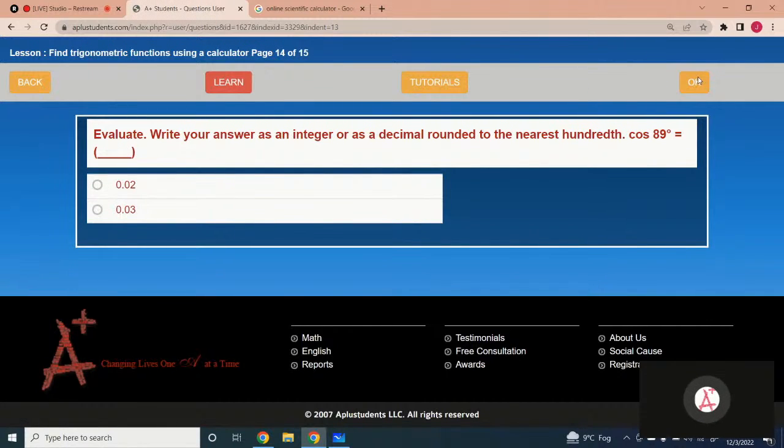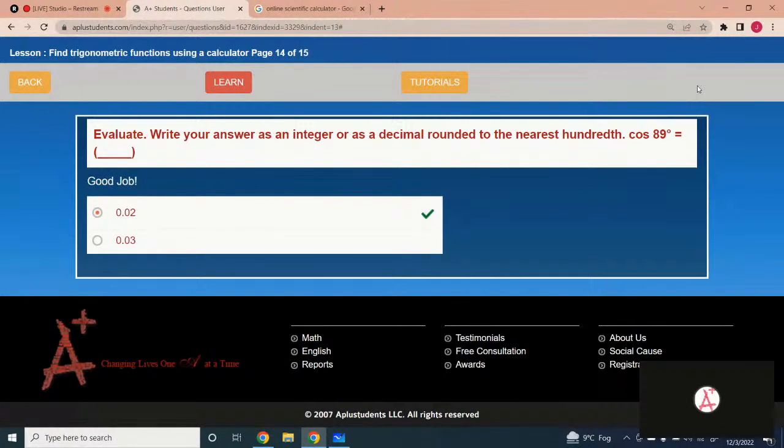Okay, the next one is cos 89. So cos 89 is 0.02. So just select the correct option, then click on the OK button.